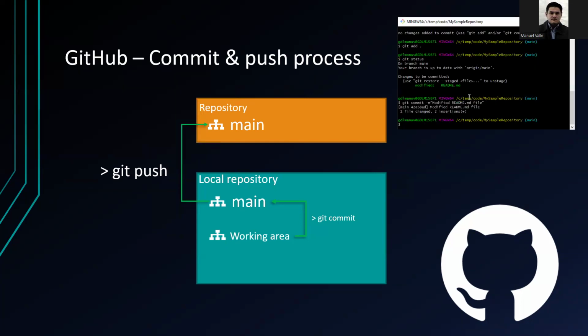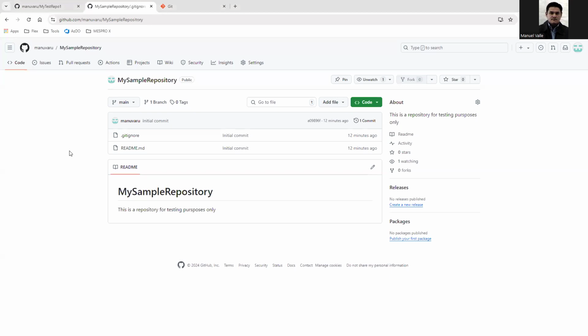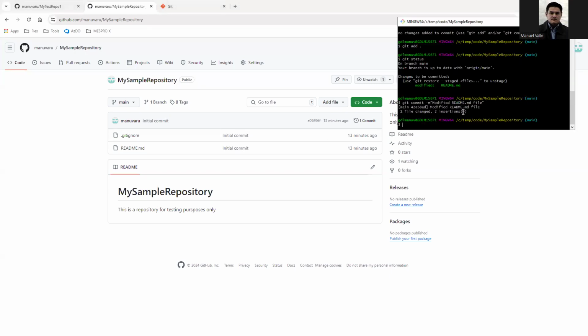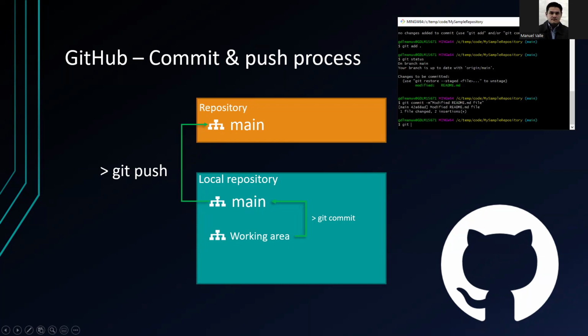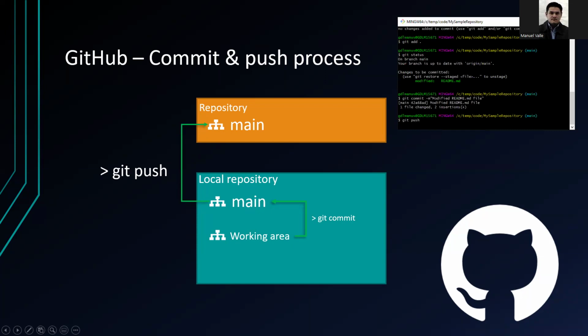Let me move this one a little bit. Now, the code that used to be in the working area is in the main local repository, but it is still not in the remote repository. If I refresh the screen, I'm going to see exactly the same information. But now, if I hit the git push command, these changes that are in the local repository are going to be moved to the remote repository. So let's do that. Git push, enter.